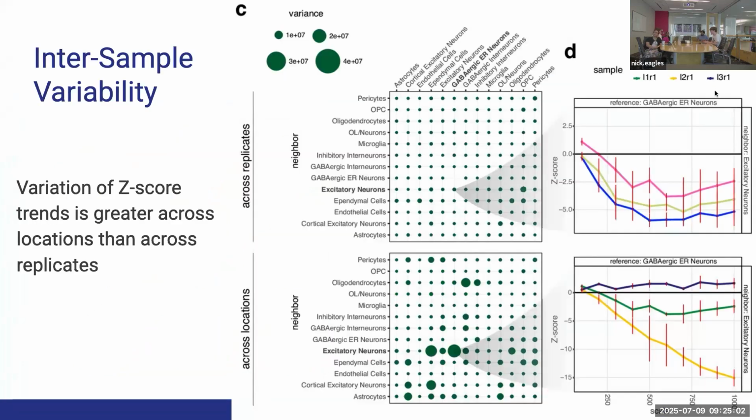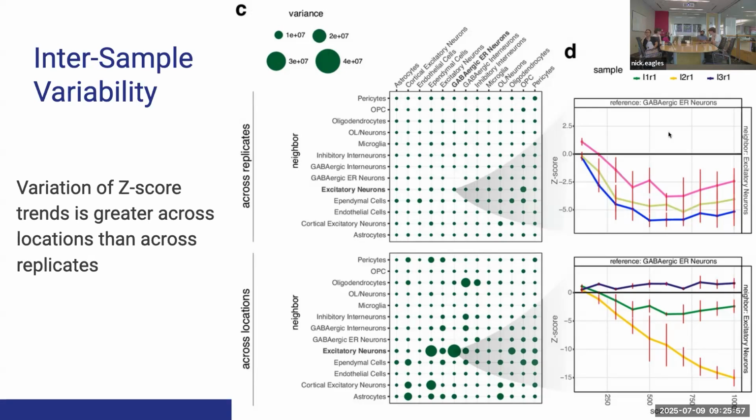Then they go on to show several other types of plots that are essentially summarizing the same information. The variation of the z-score trends is greater across locations than it is across replicates, which makes a lot of sense. In panel C, they have each cell type pair, and again they did that area under the curve of these z-score plots to summarize it as a single number. Then they computed the variance across those. For the top one, it was across replicates, and you see these very small variances compared to when they did the variance of those area under the curve numbers across locations.